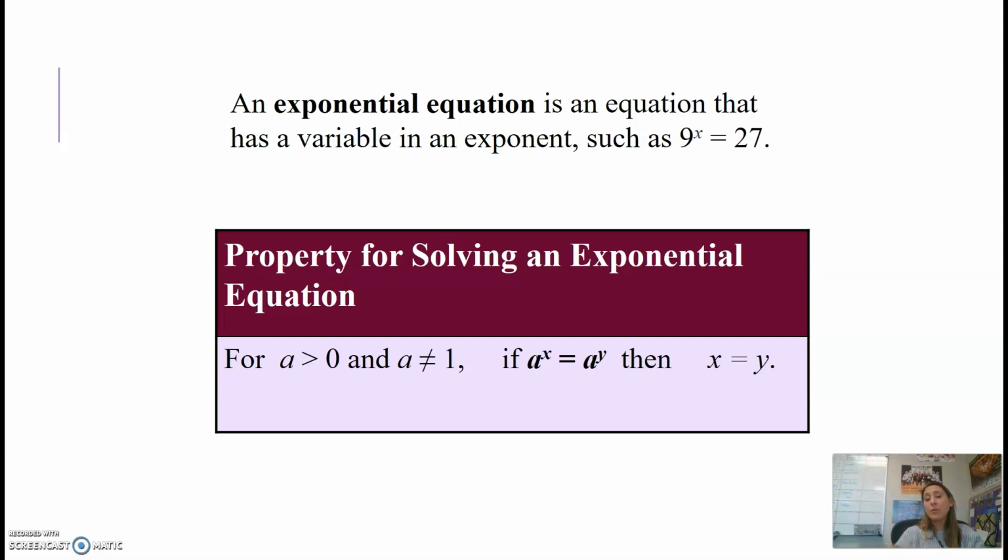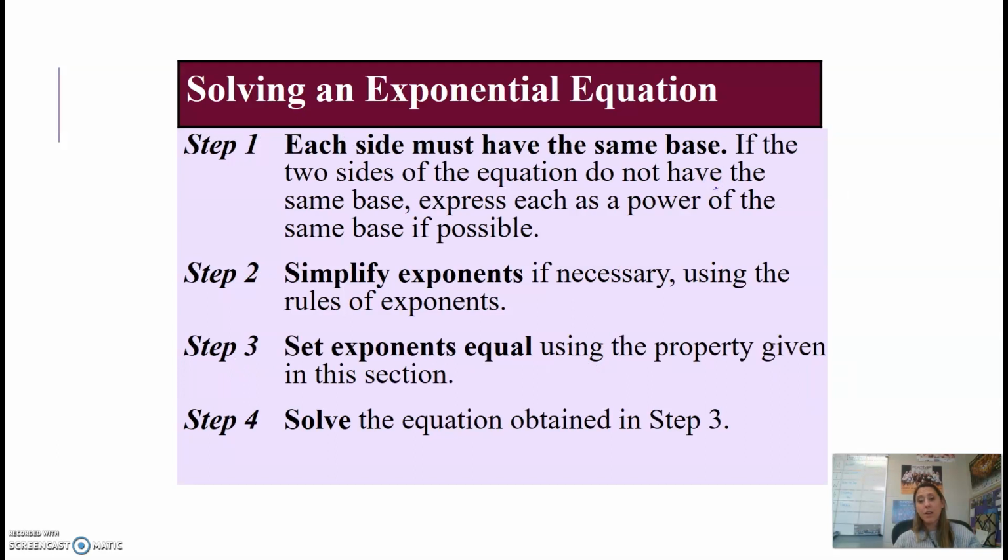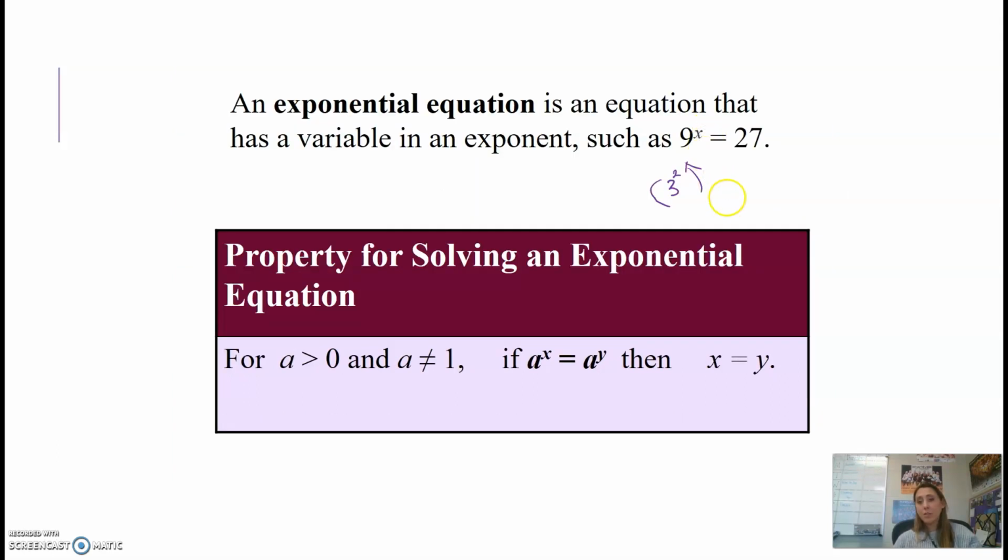So I could rewrite 9 and 27 as powers of 3, right? So that would be 3 squared to the x, my writing's terrible, is equal to 3 cubed, right? Because 3 cubed is 27. So I can write those with the same base. So that unit that we spent when we found square roots and fourth roots and cube roots, this is all going to come into play. So go ahead and hit pause and make sure you get this in your notes.